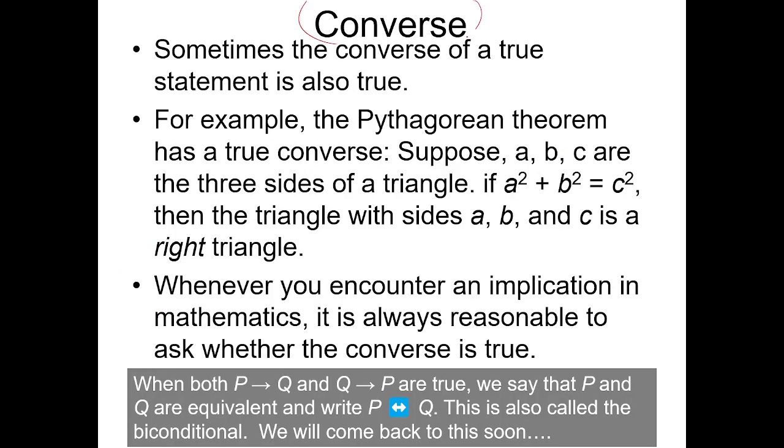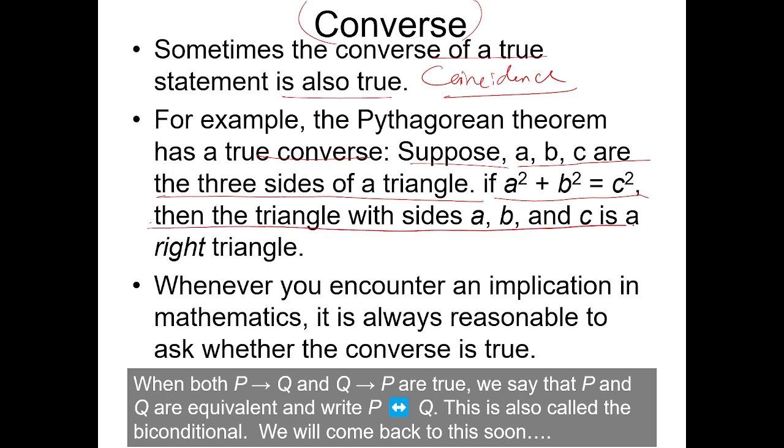Sometimes the converse of a true statement is also true, and that's just a coincidence. Okay, it's not necessary for a converse to be true if the statement is true. But if that does happen, that says something. Okay, that's the topic of this slide. For example, the Pythagorean theorem has a true converse. Suppose a, b, c are the three sides of a triangle. If a squared plus b squared equals c squared, then the triangle with sides a, b and c is a right triangle.